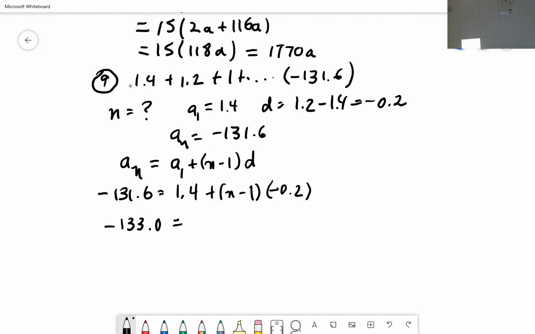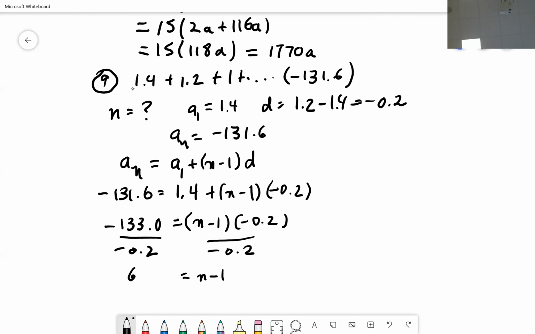Now I'm going to do this a slightly different way. I'm going to go ahead and divide by negative 0.2 here because I'm showing you that's what you do. So negative 0.2 times n minus 1, instead of distributing it, I'm going to just divide both sides, and you're going to be left with this side is n minus 1, and this side is 665.